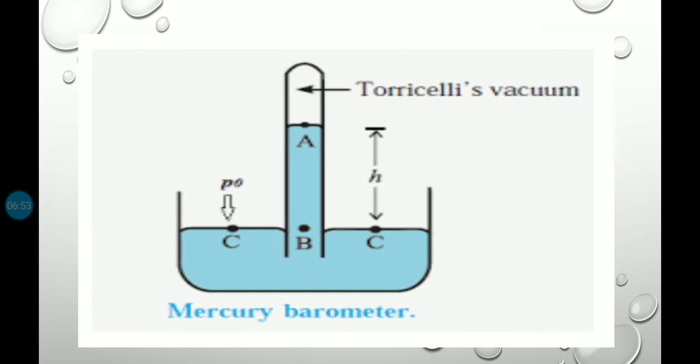The pressure of the atmosphere at any point is equal to the weight of a column of air of unit cross sectional area extending from that point to the top of the atmosphere.